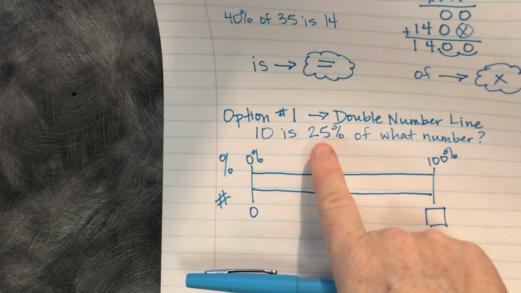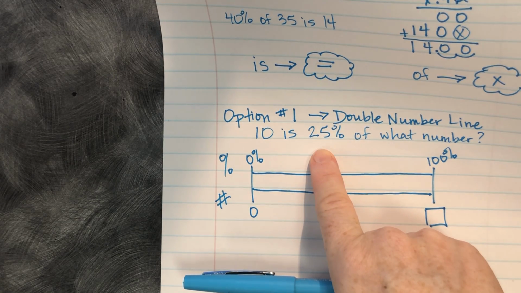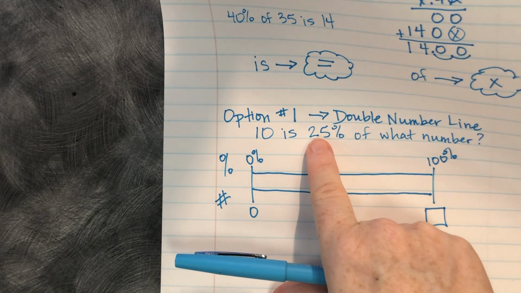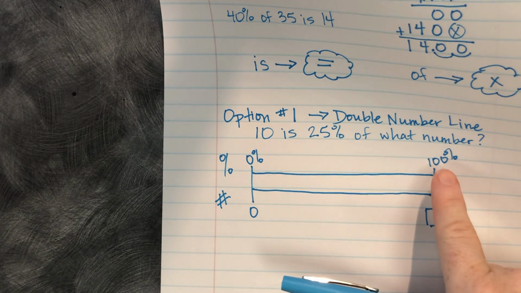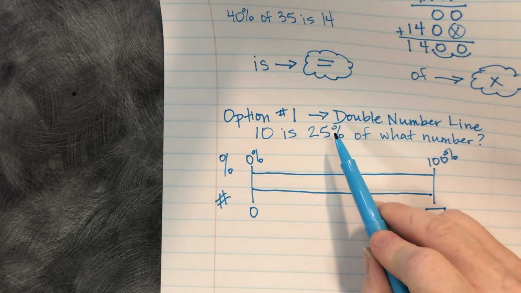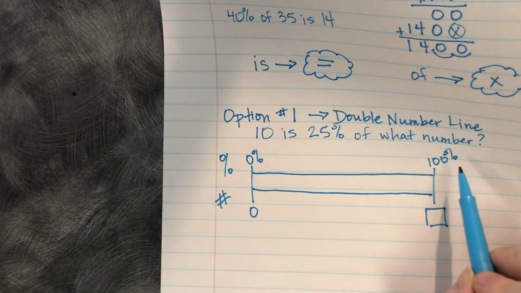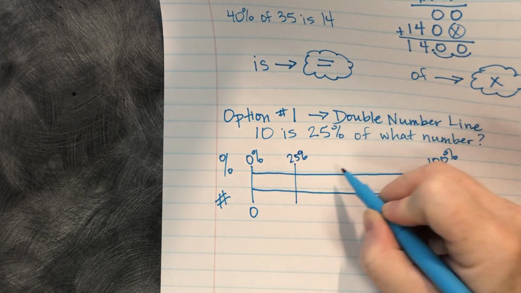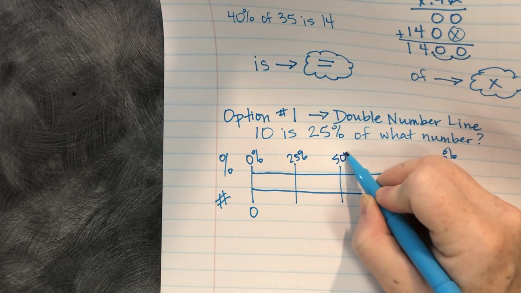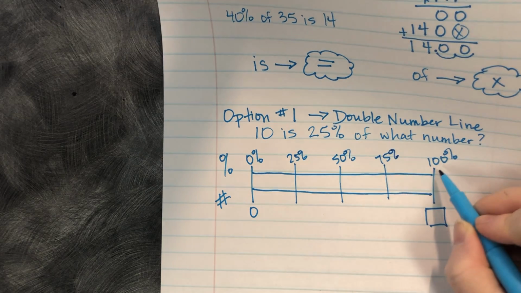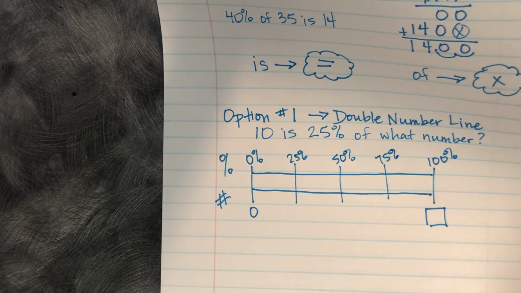So what we're going to do is we're going to look at this percent. And we're going to say to ourselves, how can I chunk up this number line so that it lands on 25% and gets me to 100? So one thing I could do is I could count by quarters, because 25s will land me on 100. So I can say 25%, 50%, 75%, and 100.